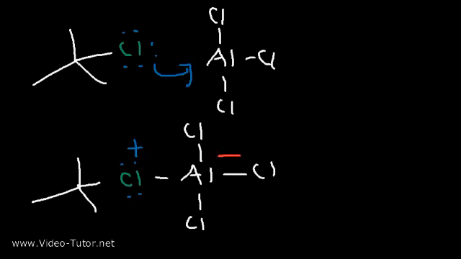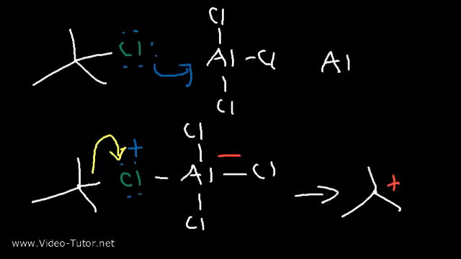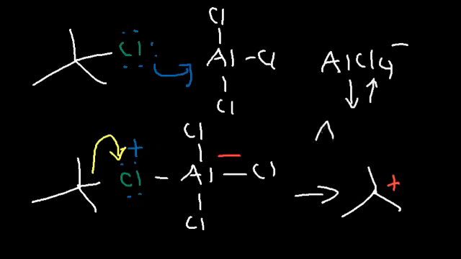At this point, the carbon-chlorine bond is going to break. Because chlorine is more electronegative than carbon, when that bond breaks, chlorine is going to pull those 2 electrons toward itself, giving us a tertiary carbocation. The side product is AlCl4-, which can convert back into AlCl3 and Cl-.